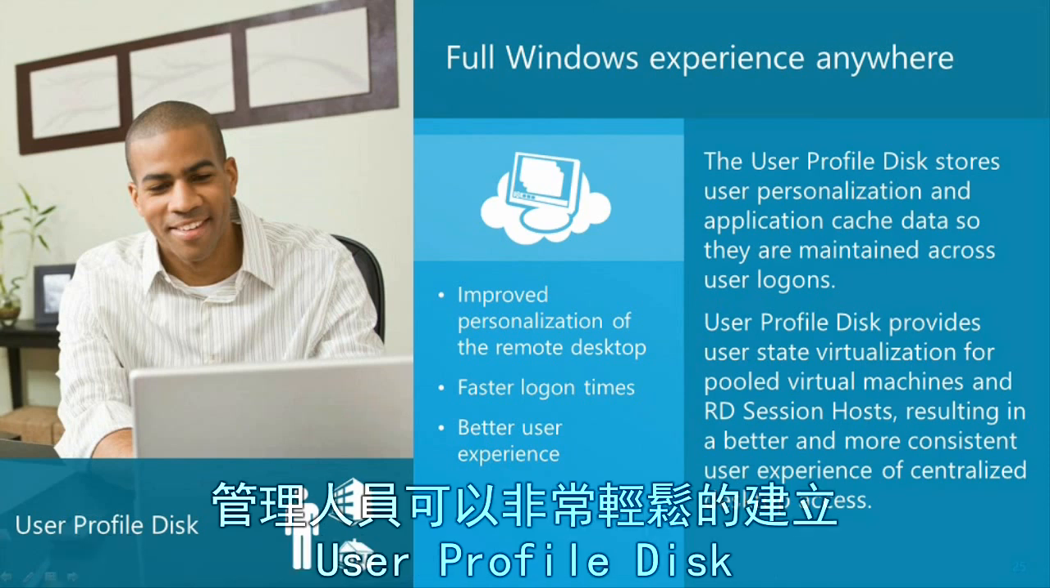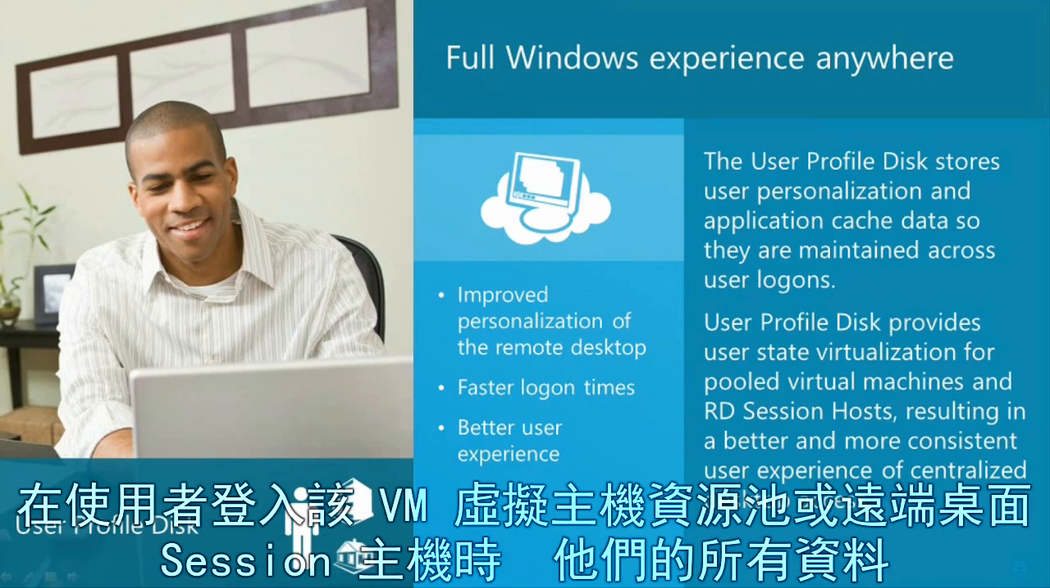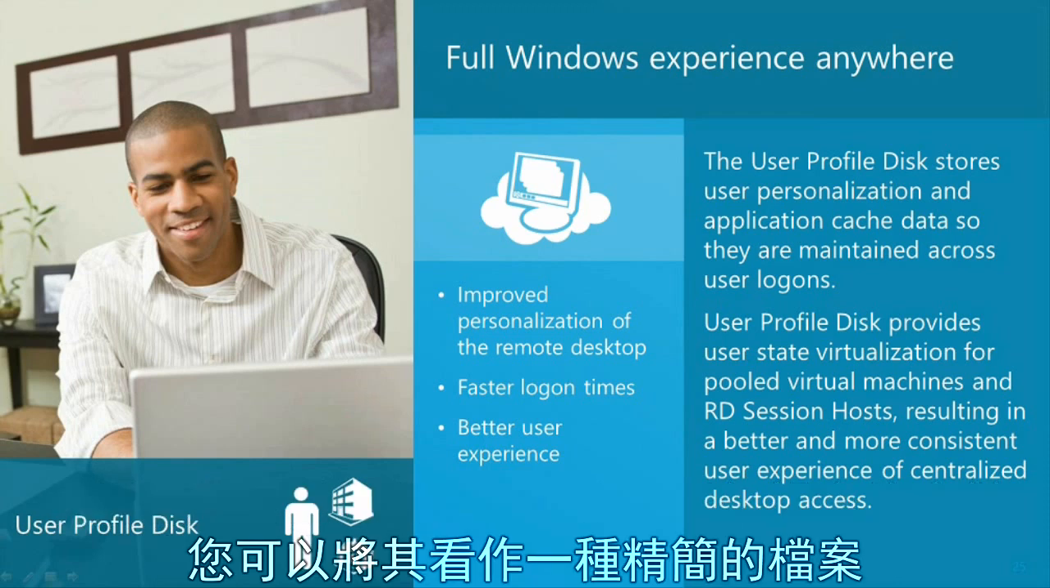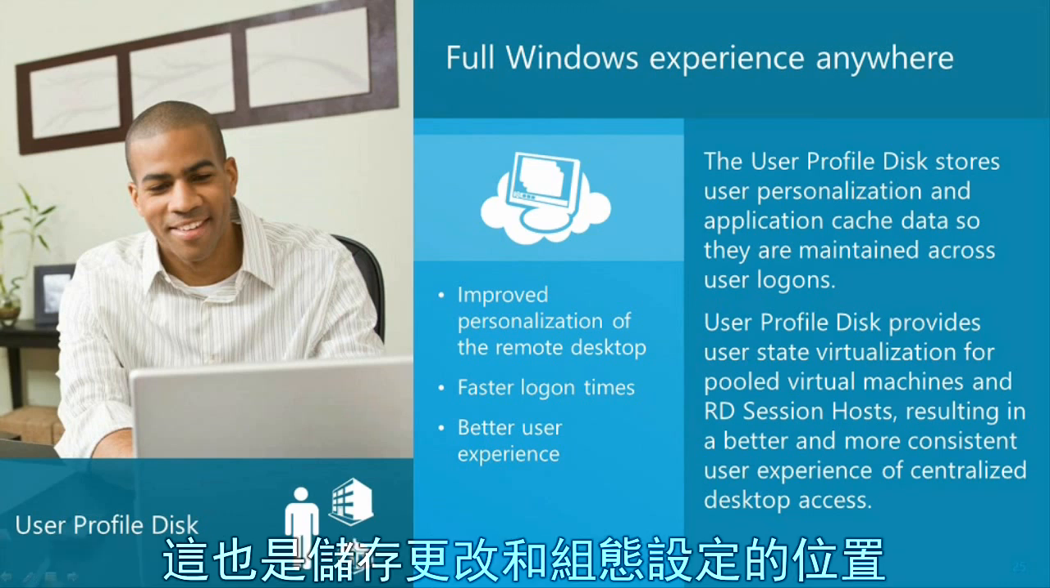A user profile disk is very easy for an administrator to set up. We just set up a directory to store user profile disks in. When a user logs into that virtual machine pool or a remote desktop session host, all of their data, so any documents that they create, any settings that they change, are all stored in a separate user profile disk. You can think of this as kind of a thin file that we dynamically mount to the pooled VM when they connect in. And that's where all of their changes and settings are stored.